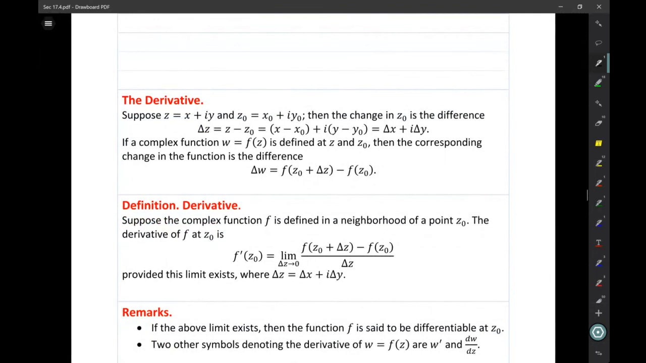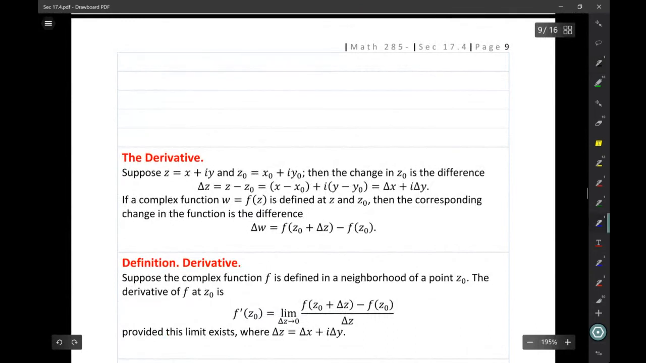طيب نشوف النكست اكزامبل. بيقول لي next concepts اللي هو the derivatives. Now we are ready to discuss the derivative because we discussed the concept of the limit and the continuity. بيقول لي suppose z is equal x plus iy and z naught is equal x naught plus iy naught. Then the changes in z naught is the difference delta z, which is equal z minus z naught. This is the changes in z naught, which is denoted by delta z.